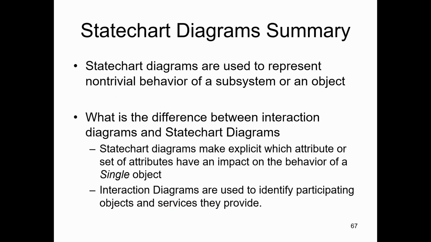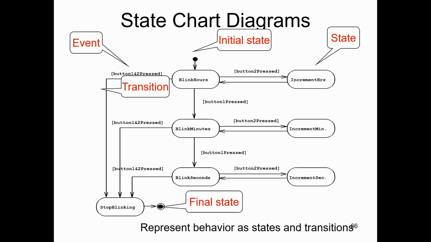State chart diagrams are used to present the non-trivial behavior of a subsystem or an object. What is the difference between the interaction, sequence and state diagrams? A sequence diagram involves multiple objects, but a state diagram contains only one object.